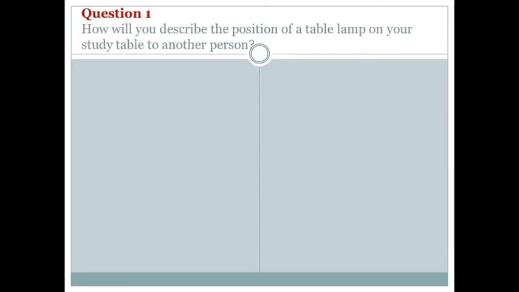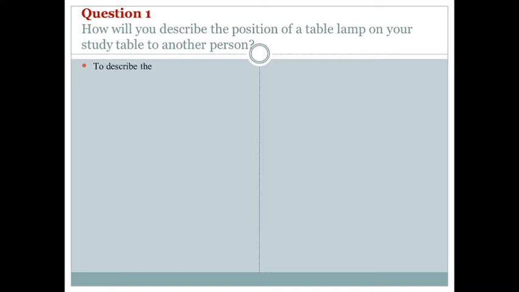So let's start the first question. In the first question it is given: how will you describe the position of a table lamp on your study table to another person? We have to describe the position of the table lamp which is placed on the table to another person.